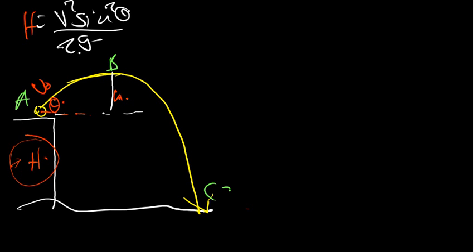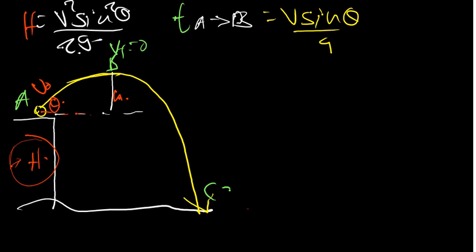So this part here is the maximum height, where the final velocity is going to be 0 at that particular point. To get the time, I want us to find the time from A all the way to B. The time from A to B, as we found in second trajectory, is just V sine theta divided by g. Now from B all the way to C, it is just free fall motion.